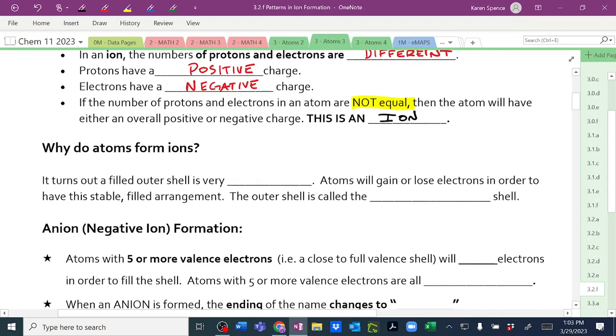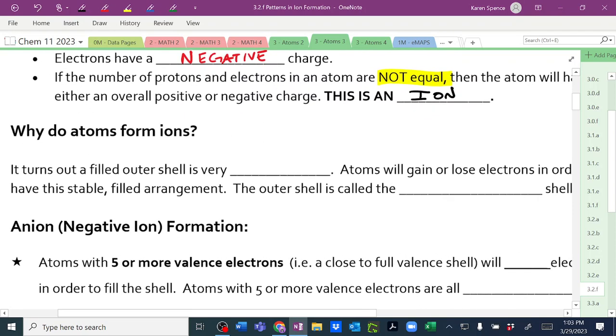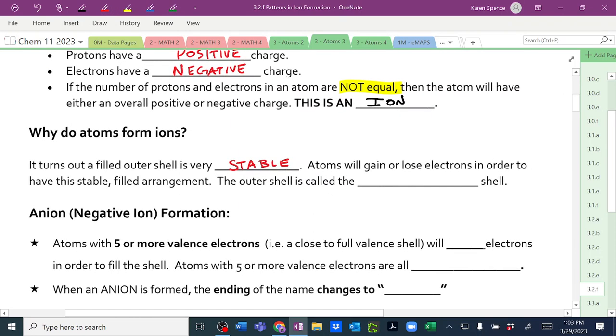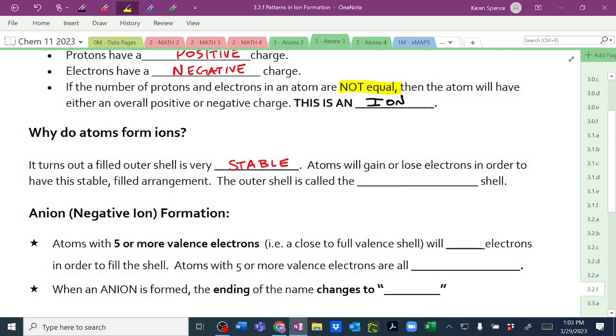Now we touched on this yesterday, but this is just a reminder. It turns out that a filled outer shell is very what? Stable. So atoms will either gain or lose electrons in order to have this stable filled arrangement. What do we call the outer shell? There's another word for it. The valence shell. So a filled valence shell is very stable.